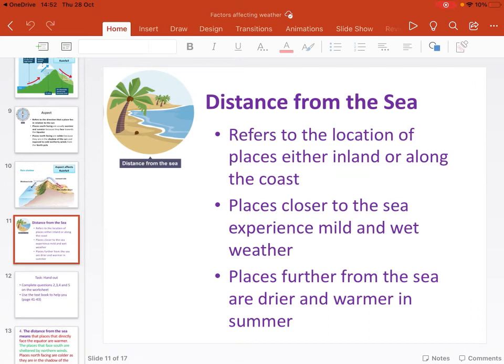Distance from the sea refers to the location inland or along the coast. So places closer to the sea experience mild and wet weather. If you're further away, it's drier. Now, it can be colder next to the sea in summer, because you get the sea breeze which keeps it a bit cooler. But in winter, it's warmer because the ocean stores heat longer.